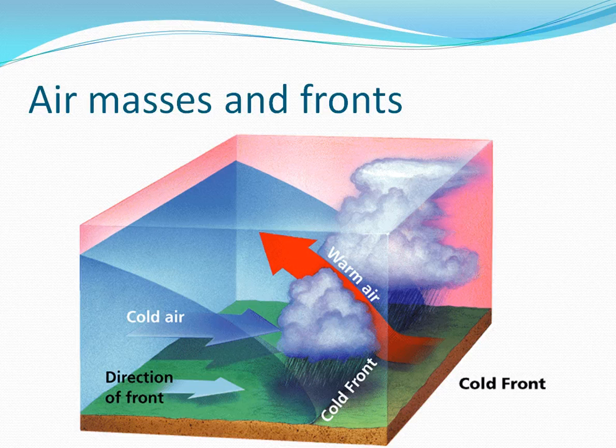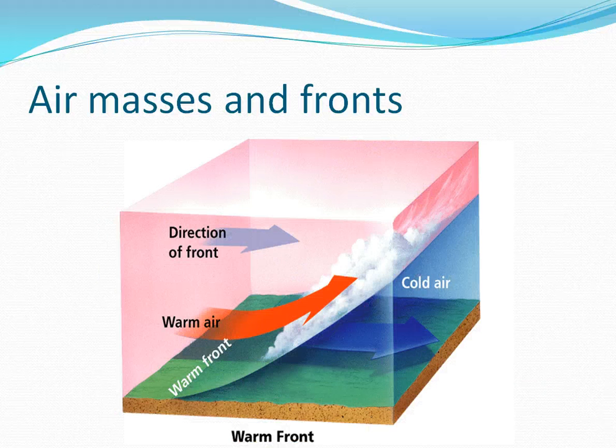Now, the first front we want to look at is the cold front. You can see here that we have the cold air pushing the warm air out of the way. You can think of the front as referring to whichever is doing the pushing. Whichever is pushing something out, that's going to be the front. So here's a cold front, and then here's a warm front. You can see again we have the warm air pushing the cold air out of the way.